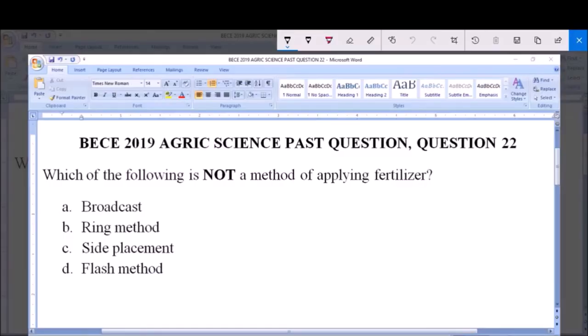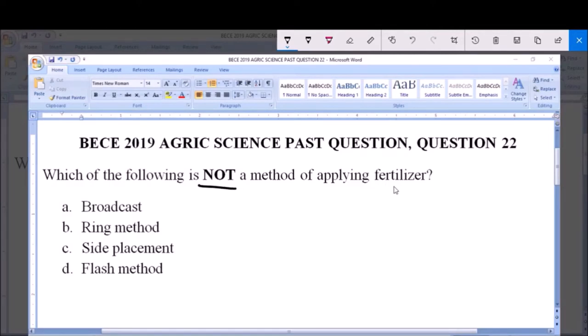Today we're going to be dealing with BECE 2019 Agric Science past question, question 22. Which of the following is not a method of applying fertilizer? A. Broadcast. B. Ring method. C. Side placement. And D. Flash method. So we are asked to pick an option which is not a method of fertilizer application.